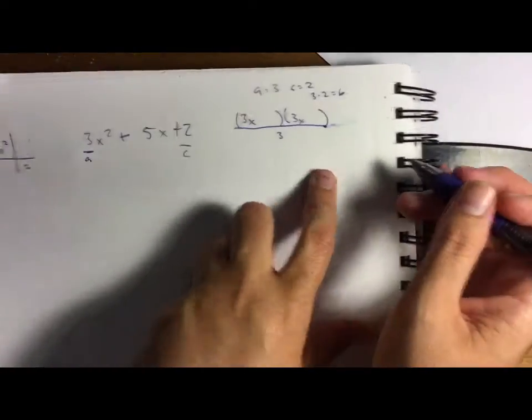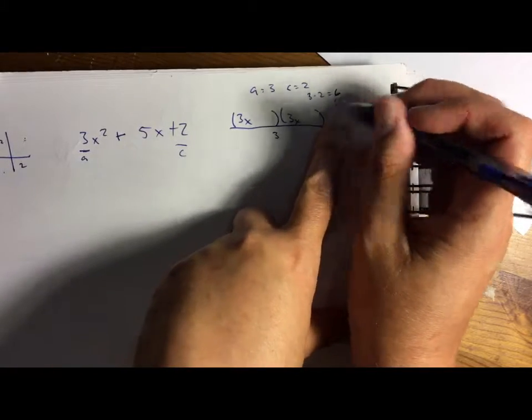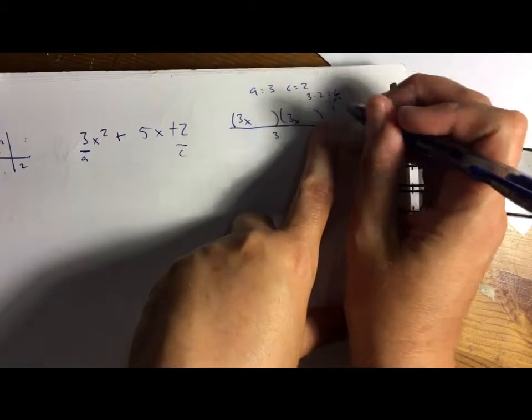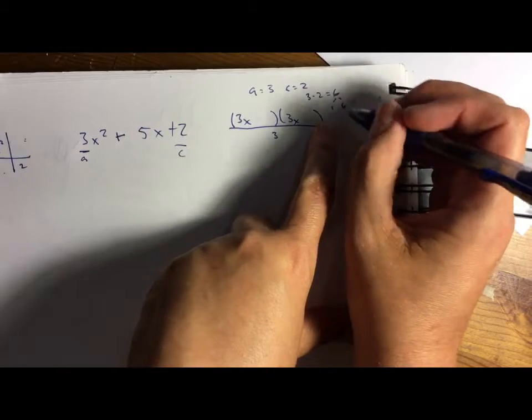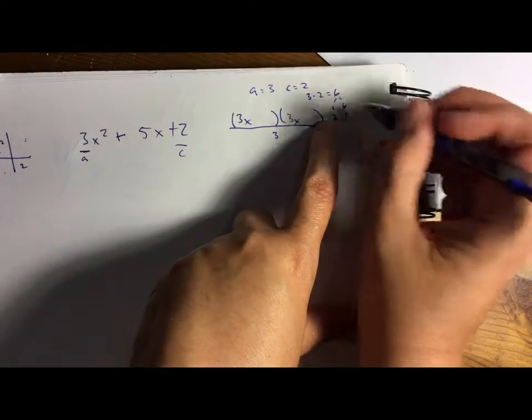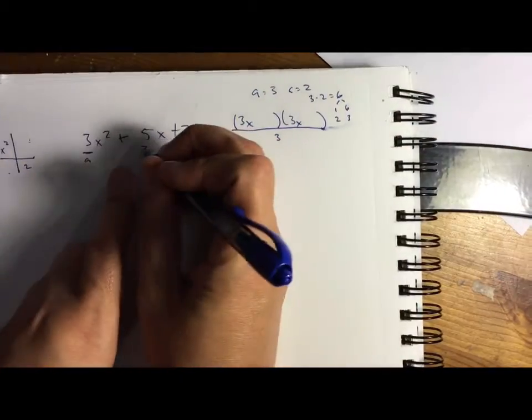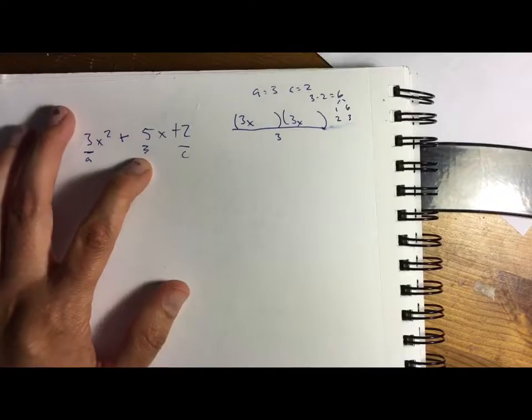Now you have to say, what are the factors of 6 that will add to our middle number? Bear with me. We've got 1 and 6, that adds to 7. We have 2 and 3, that is 5. Oh wait, sorry, it needs to add to our middle number, 5. There it is, right there, 2 and 3.